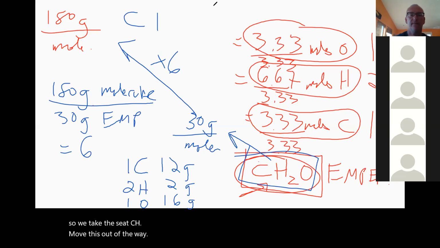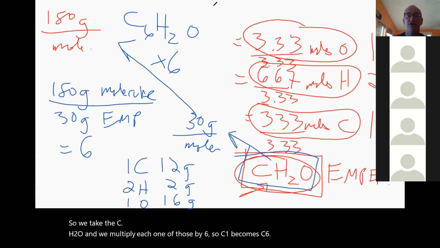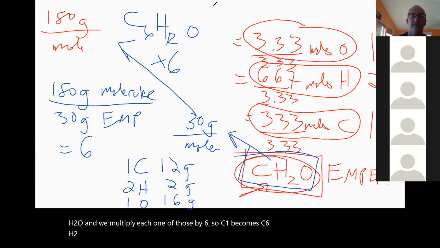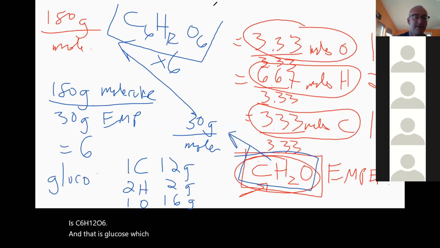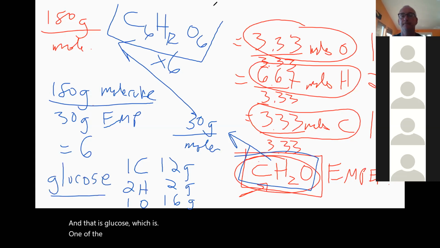So we take the CH2O and we multiply each one of those by 6. So C1 becomes C6, H2 becomes H12, and O becomes O6. And so our molecular formula is C6H12O6, and that is glucose, which is one of the simplest carbohydrates.